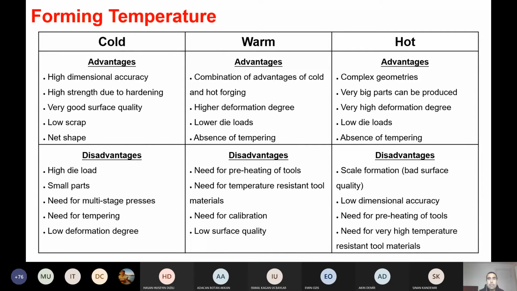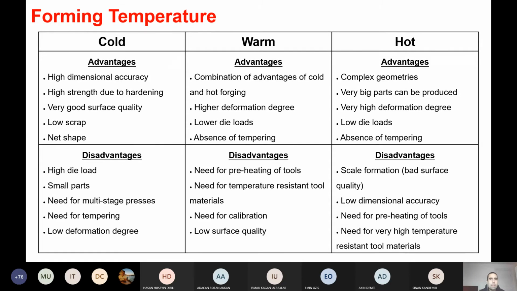And warm forging is a bit of a combination of these two in terms of both advantages and disadvantages. So sometimes we can keep the temperature lower for a part that can be hot forged, for instance. But we can increase the dimensional accuracy and reduce the heating costs.